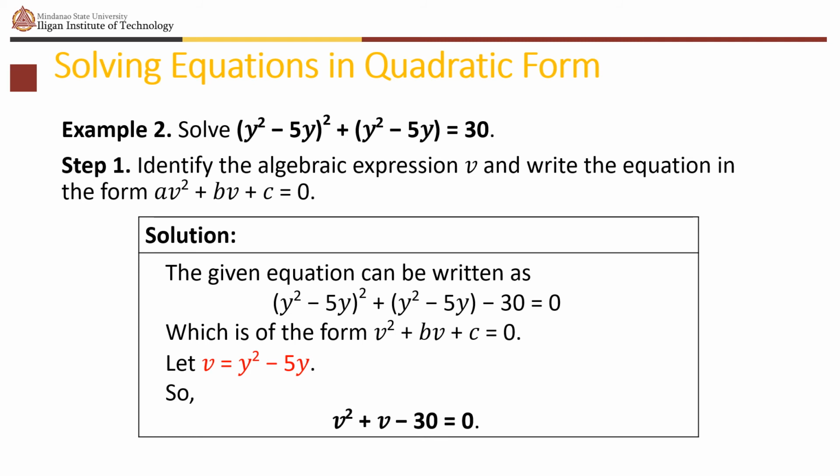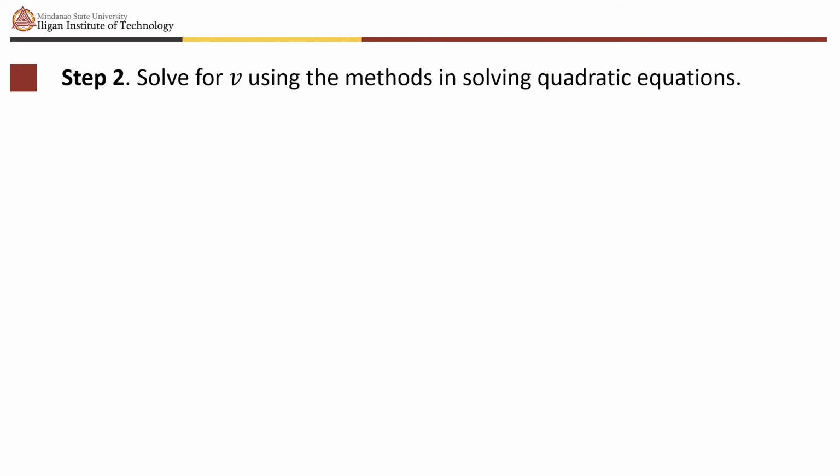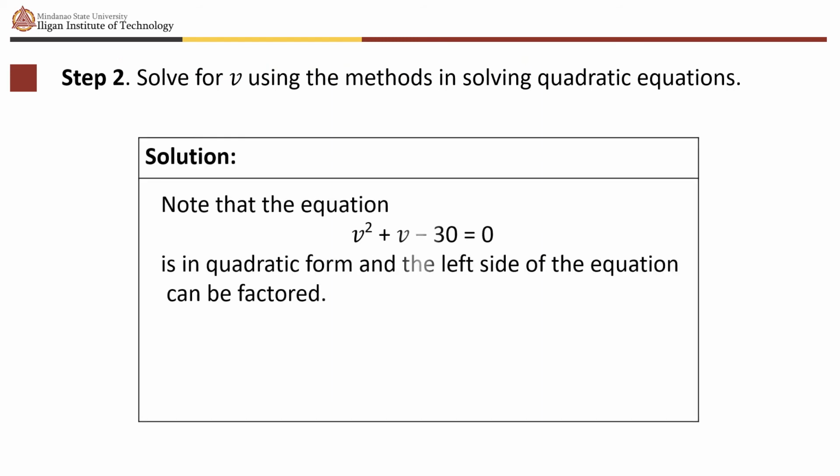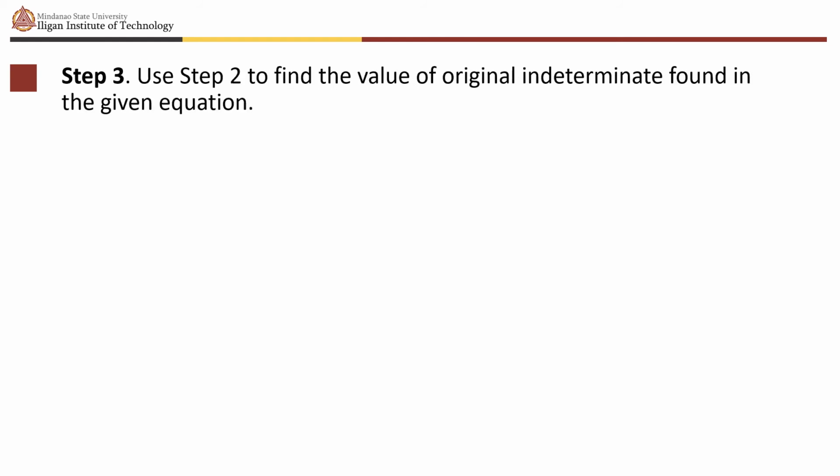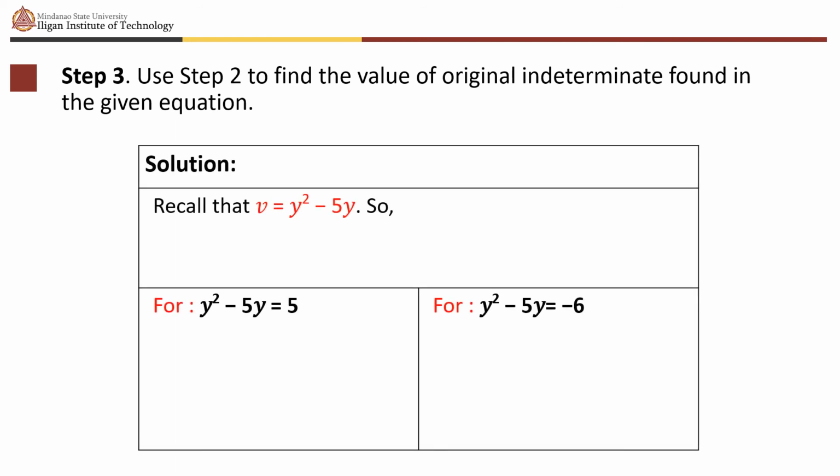Notice that from here, you can actually factor that one out and come up with this: v minus 5 times v plus 6 is equal to 0. So v minus 5 equal to 0, or v plus 6 equal to 0. But since v was defined earlier, v equals y squared minus 5y. So we write y squared minus 5y equals 5, and y squared minus 5y equals negative 6.